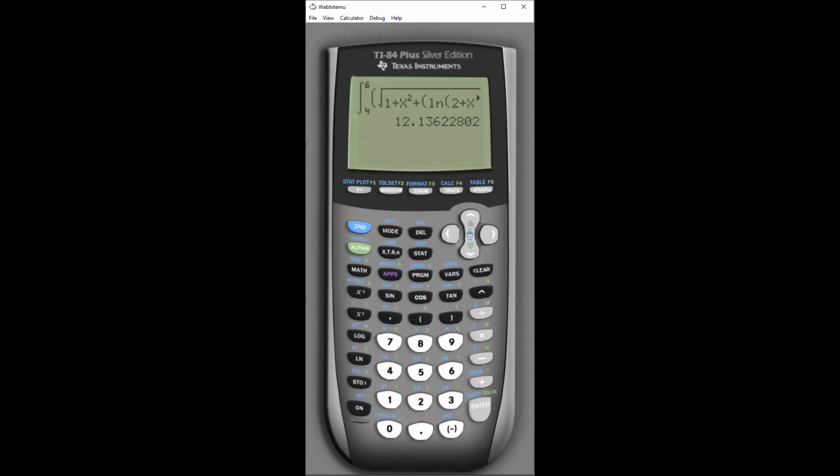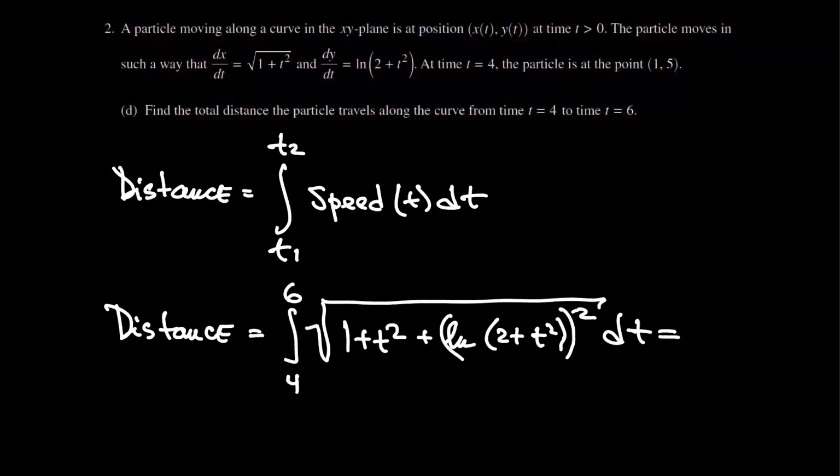The answer is 12.136. And so as we just calculated, the answer here is 12.136. So the distance that the particle traveled is 12.136.